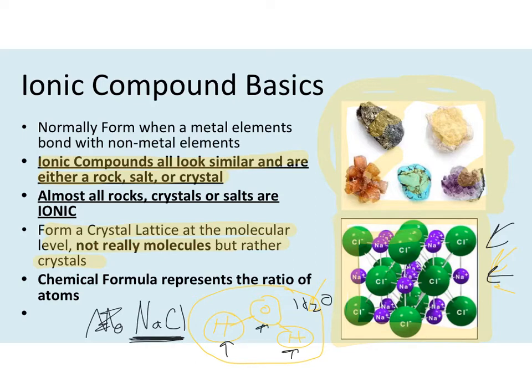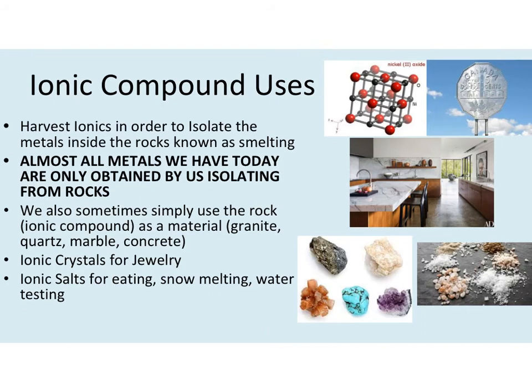In an ionic compound, it's just a ratio. It's just telling you that every time you have one chlorine, you're going to have one sodium. Okay? So it's a little bit different what the chemical formula means. All right, when we use them and why we even study them.